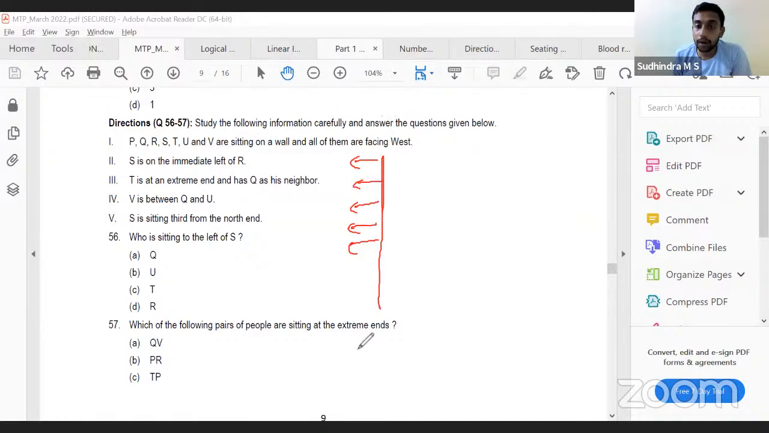Right. Top or bottom? Top. Okay. Now in our discussion, this is top. Towards their right is north. Towards their left is south. Correct. So from the north end, S is sitting third.